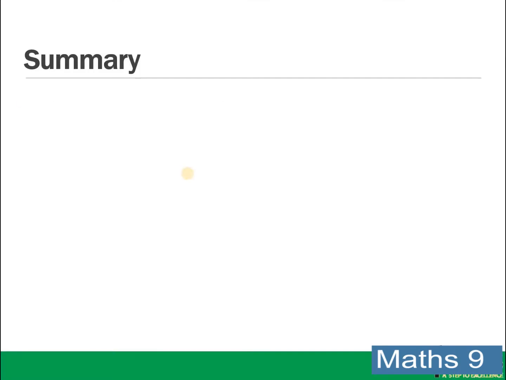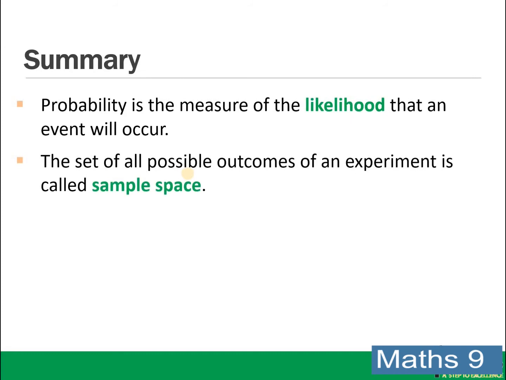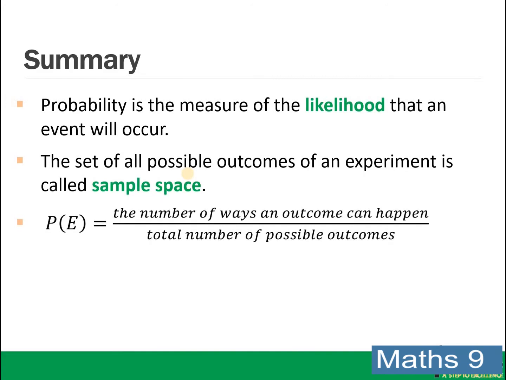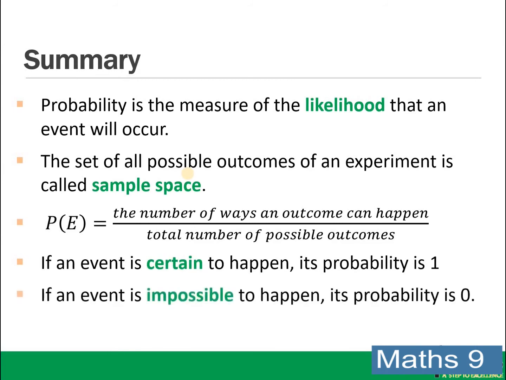To summarize, probability is the measure of the likelihood that an event will occur. The set of all possible outcomes of an experiment is called the sample space. The probability of an event happening is the number of ways an outcome can happen divided by the total number of possible outcomes. If an event is certain to happen, its probability is 1. If an event is impossible to happen, its probability is 0.